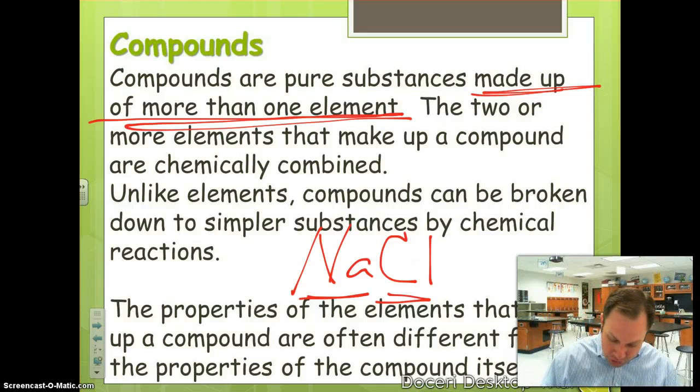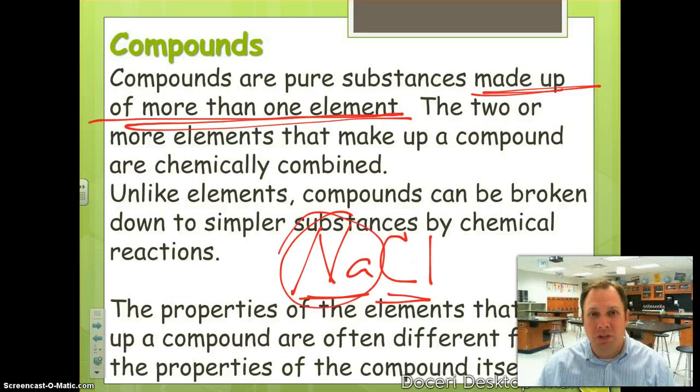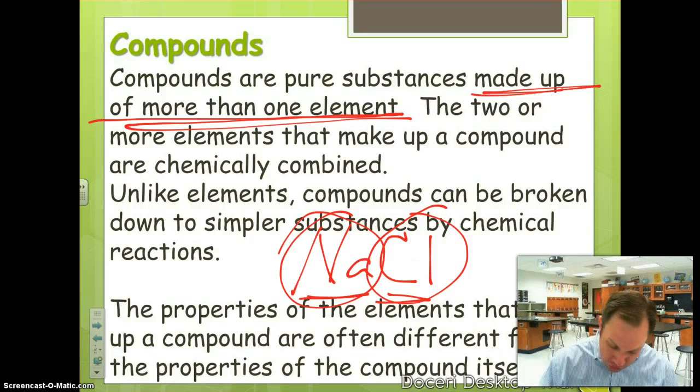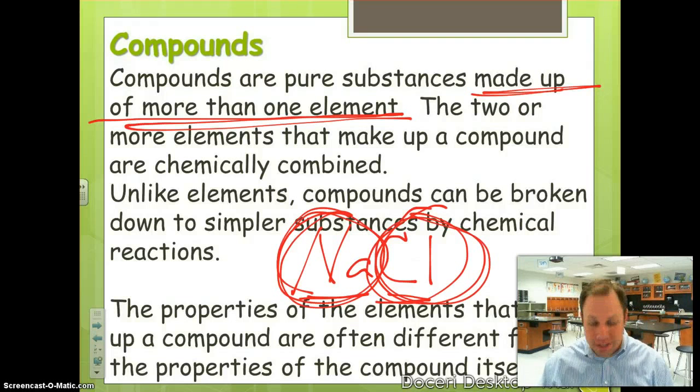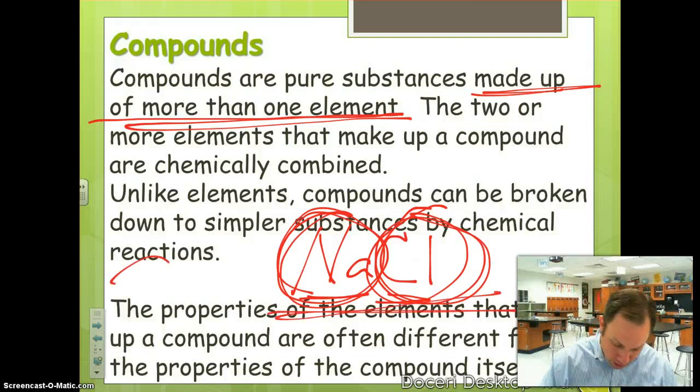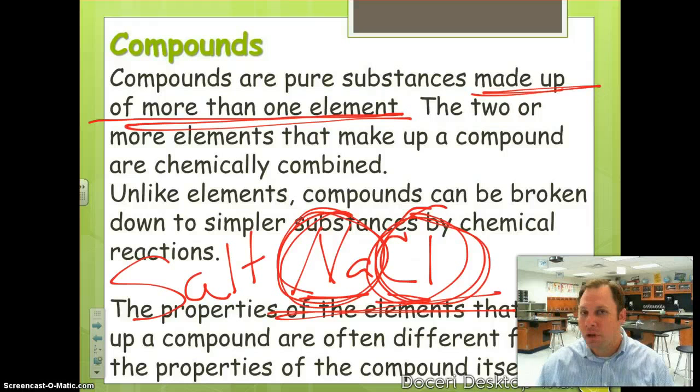So here we have sodium. Sodium is actually a soft silvery metal, highly reactive when it hits water, will explode when it hits water. Okay, that's sodium. Chlorine is a green poisonous gas. So if I take a soft silvery metal and I combine that with a green poisonous gas, I get right here salt. Table salt. We put it on our food. It's harmless. We actually have to have it in our bodies in order to help us survive. Okay? So compounds, their properties are often very different than their element parts.